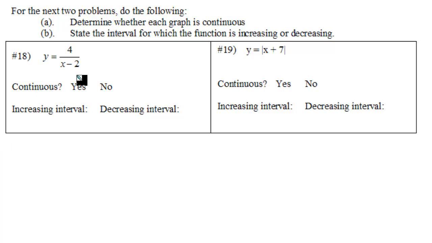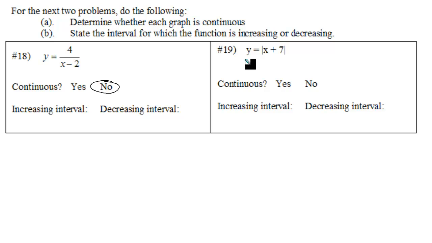18 and 19. Two things. A, determine whether each graph is continuous. Let's look at that first. This graph is discontinuous. How do we know that? This has a vertical asymptote. You should know that the parent graph for this is y equals 1 over x. 99% of the time when you have a variable in the bottom of a fraction, it's going to be discontinuous.